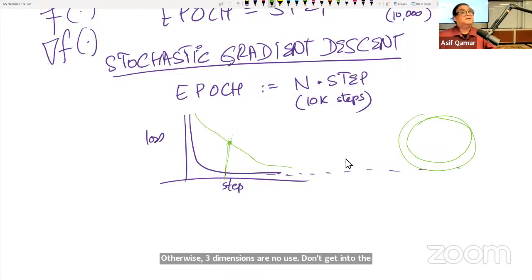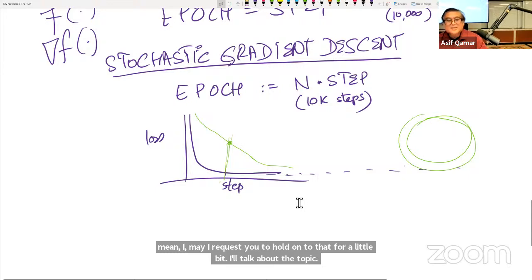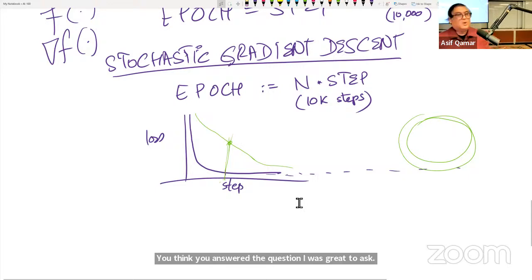So I think the one that I had was more epochs and more overfitting. Oh yes, very good point. May I request you to hold on to that for a little bit? I'll talk about the topic. In fact, you answered the question I was going to ask, but hold that thought for a moment. So guys, stochastic is one, you learn from one data point. Your question: yeah, so in training, you could do multiple epochs.